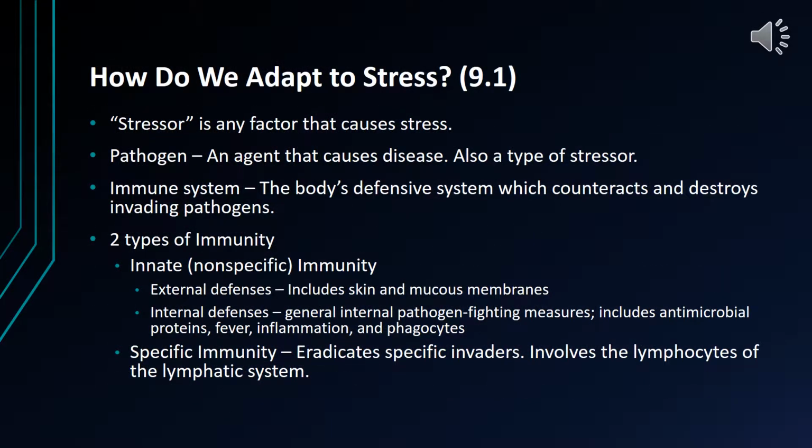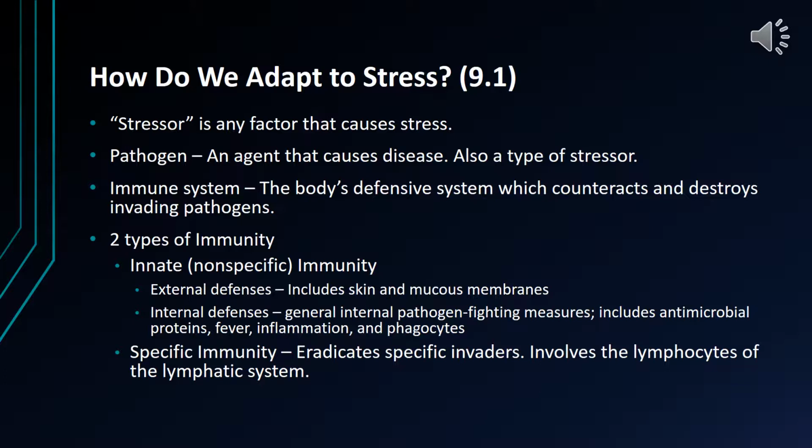Section 9.1, How do we adapt to stress? I think it's kind of strange that your book begins Chapter 9 by talking about stress and the fight or flight response, as you would assume that this would be more closely related to the nervous system. However, the fight or flight response and stress or stressors do have some effect or relationship with the immune system. So I guess that's why the book is putting them together like it does.